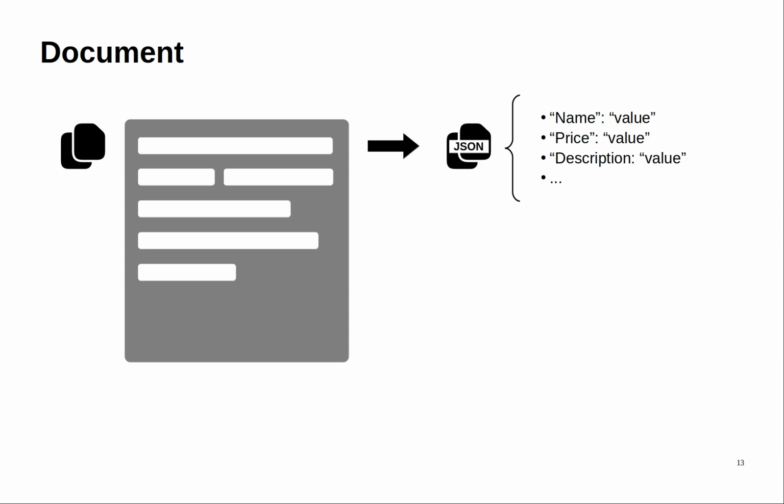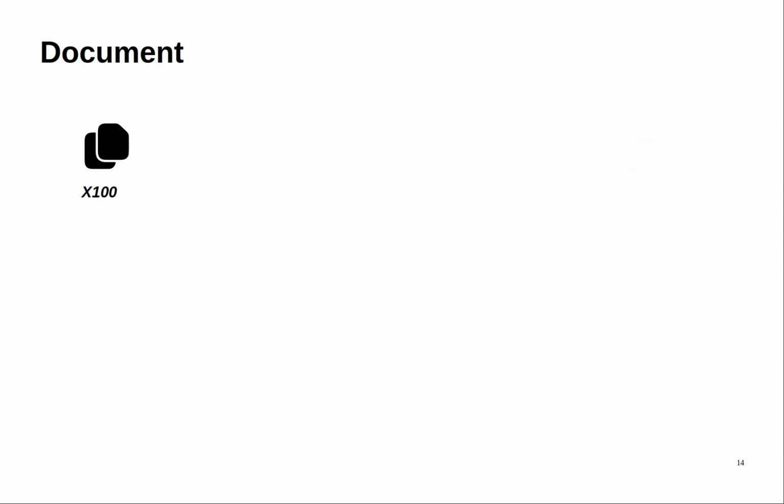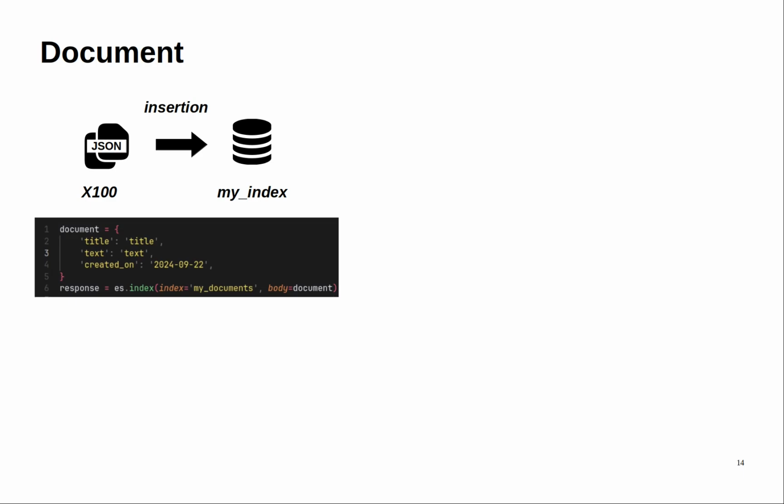For example, if you have a PDF file about a product, you could extract the name, the price, the description, etc. This process is necessary and should be done before indexing the documents. Let's say in this example that you have 100 documents, and let's say that you converted them into JSON format and inserted them into this index that I am calling my index. A quick reminder, all those 100 documents must have the same fields. And this is how you do that in the code. You can see it is very simple. You just call the index method and you are done.